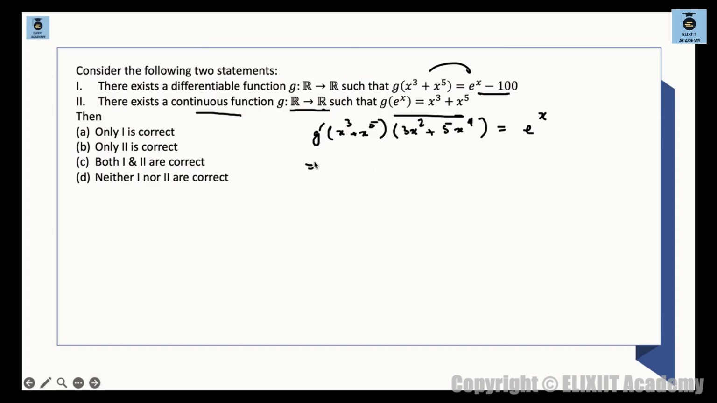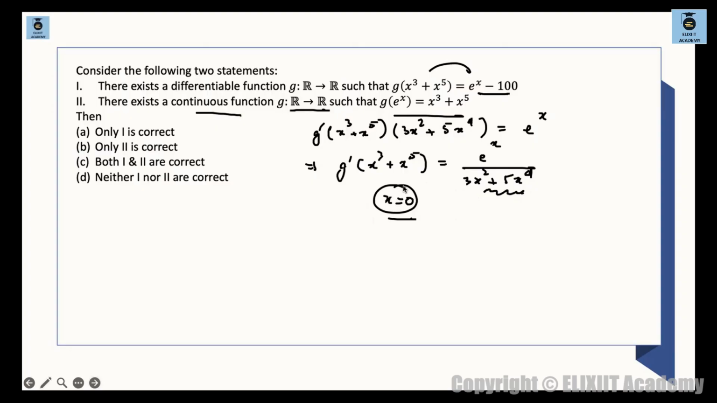Okay, so if we rewrite this, g dash of x is x cube plus x to the power of 5, which is e raised to the power of x upon 3x square plus 5x to the power of 4. So here you can clearly see that this function is not defined when x is equal to 0. The moment you put x is equal to 0, this part will become undefined. So the function cannot exist over here, which means that g dash of 0 is not defined.